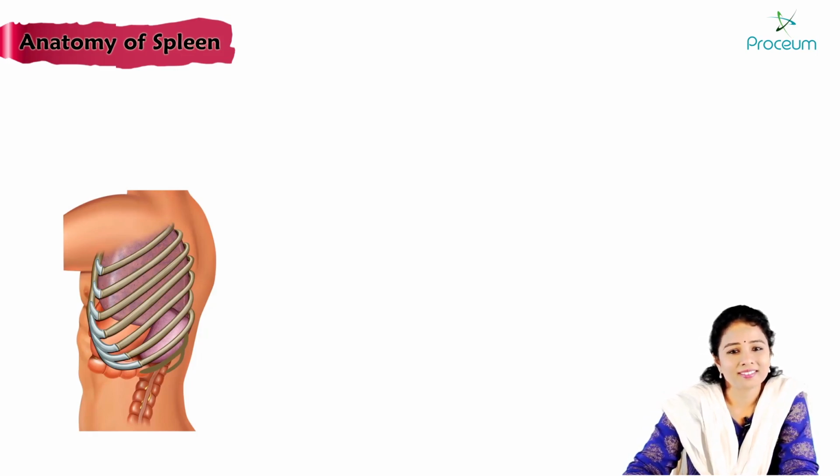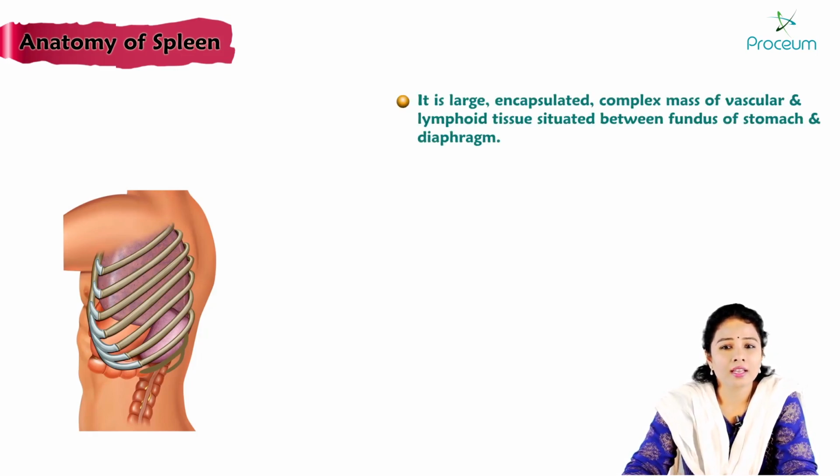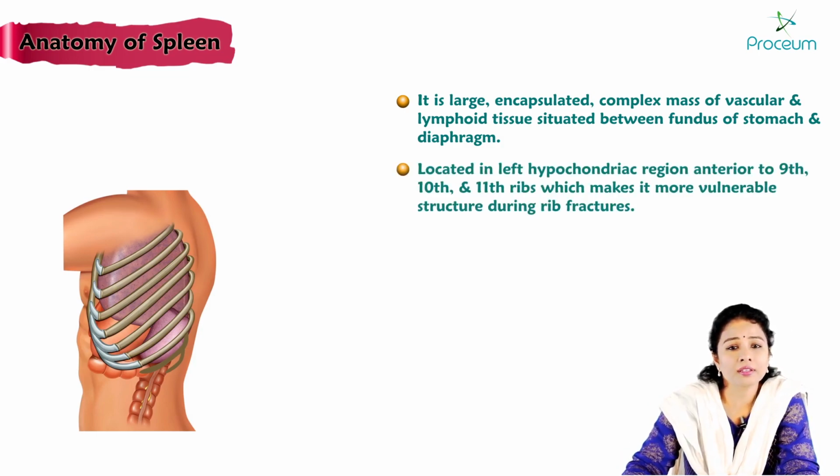Anatomy of spleen. The spleen is the large encapsulated complex mass of vascular and lymphoid tissue situated between the fundus of the stomach and diaphragm. So the spleen is located in the left hypochondriac region anterior to 9th, 10th, 11th ribs.